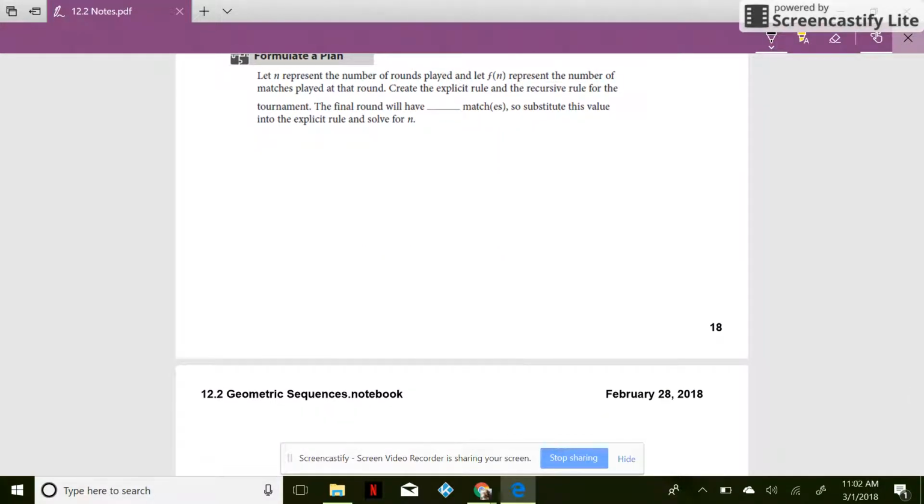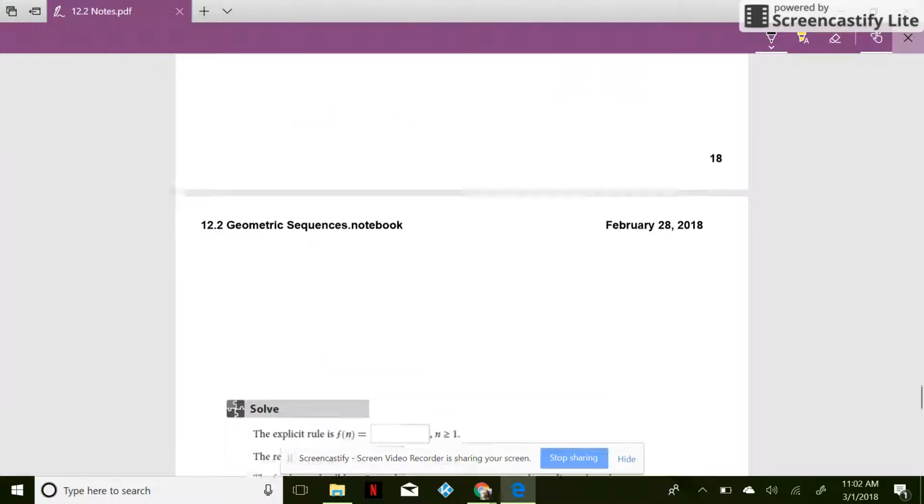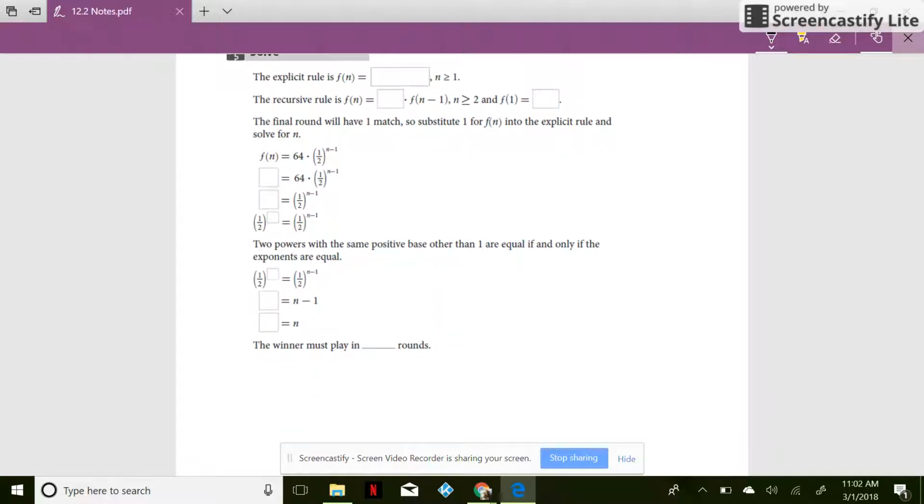So let n represent the number of rounds played, and f of n represent the number of matches played at that round. So create an explicit rule and a recursive rule for the tournament. The final round will have 1 match, so substitute this value into the explicit rule and solve for n. So our explicit rule would be our initial value 64 times our rate 1/2 to the n minus 1, since we're starting at round 1, for values of n greater than or equal to 1. Recursive rule: we take 1/2 times f of n minus 1 for values n greater than or equal to 2. And our original point is that f of 1 is equal to 64 matches.